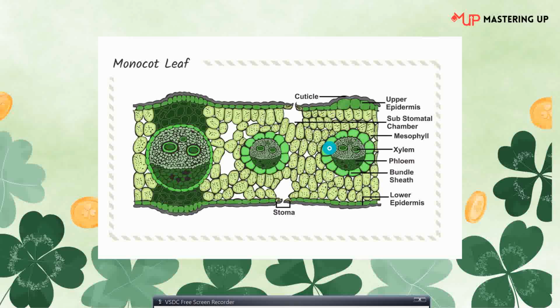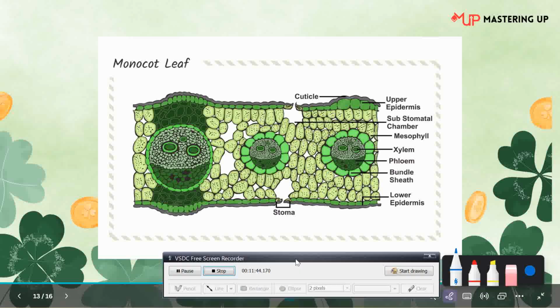Okay, for the first, the monocot leaf, let's just discuss the structure. This upper epidermis below the cuticle, it is called abaxial epidermis, and the lower epidermis, this is called adaxial epidermis. So this one you have to note down, abaxial epidermis and adaxial epidermis.